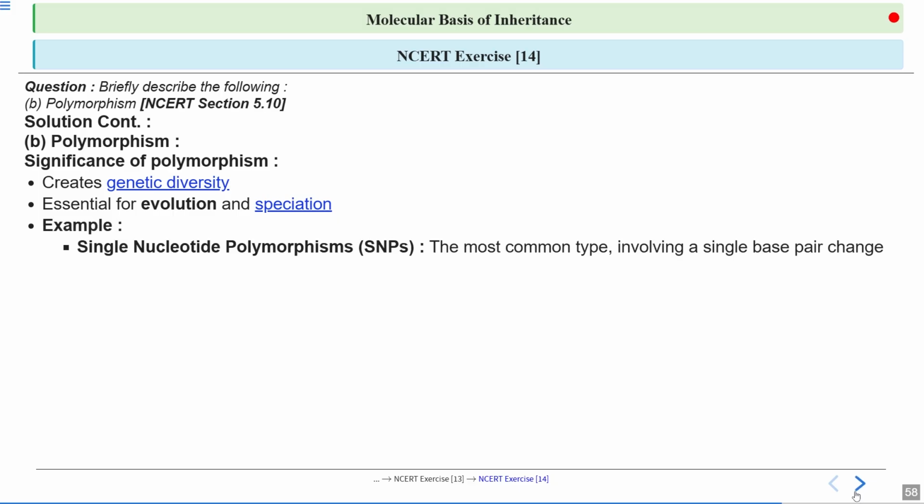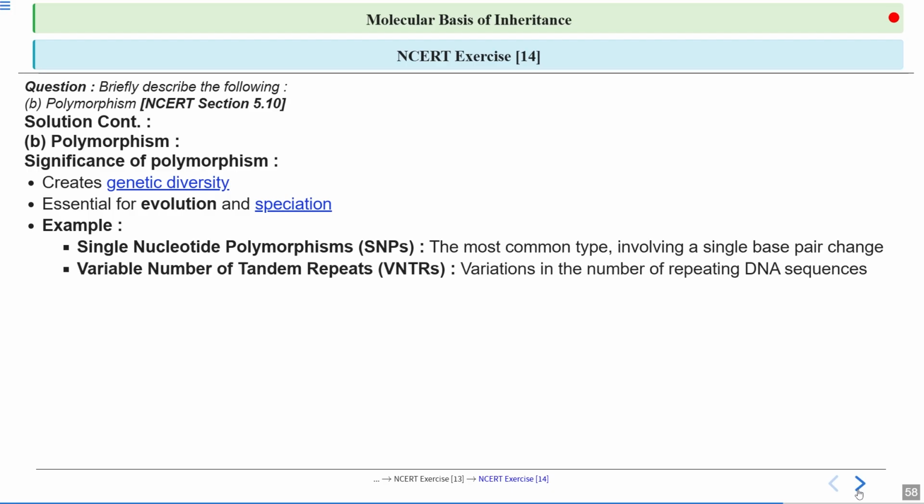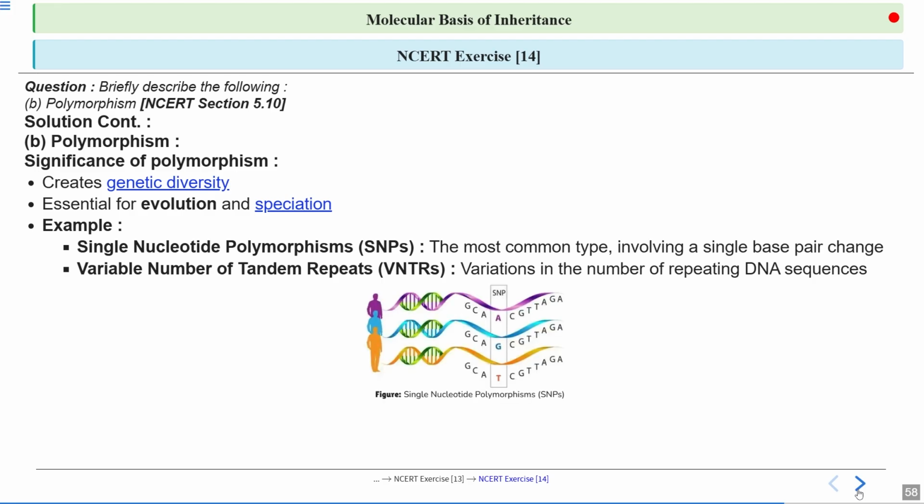If we talk about examples, there are two examples. One is the single nucleotide polymorphism. It is the most common type. It involves what? It involves a change in a single base pair. And then there are variable number of tandem repeats, that is VNTRs. It is variation in the number of repeating DNA sequences. So this is the significance of polymorphism.